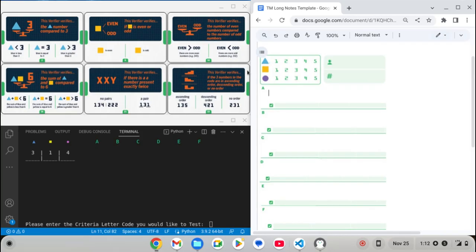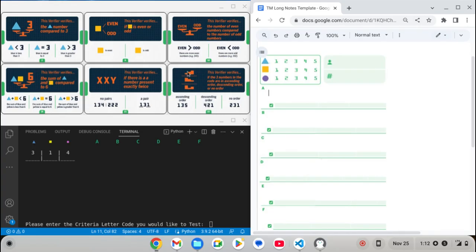Criteria card B will take a look at our middle digit, the square digit, and the Turing Machine will let us know whether it's an even digit or an odd digit. Criteria card C will take a look at our 3-digit solution and will let us know a little bit about the ratio of even to odds. Should the solution have more even than odds, or should the solution have less even than odds?